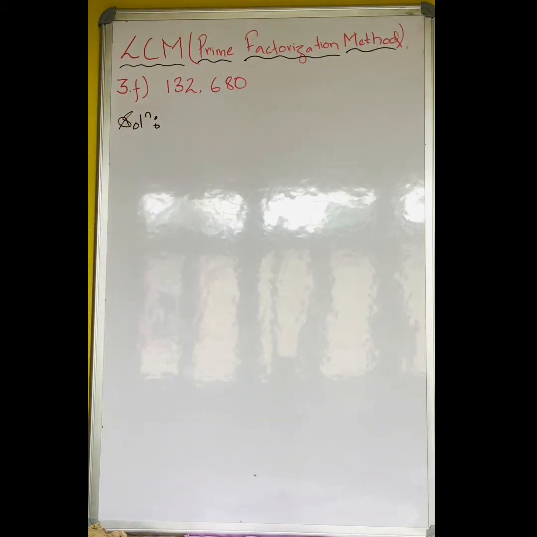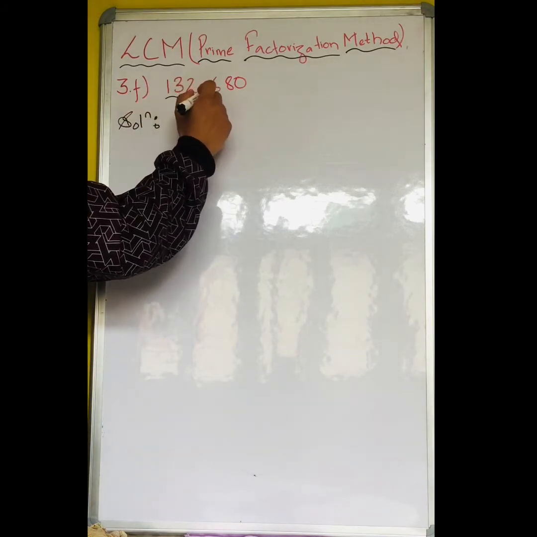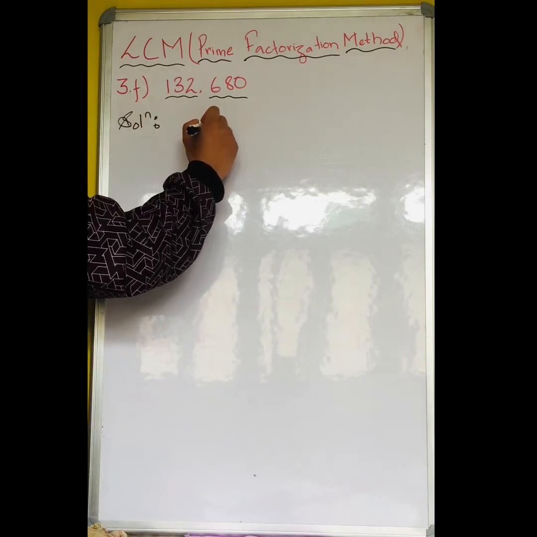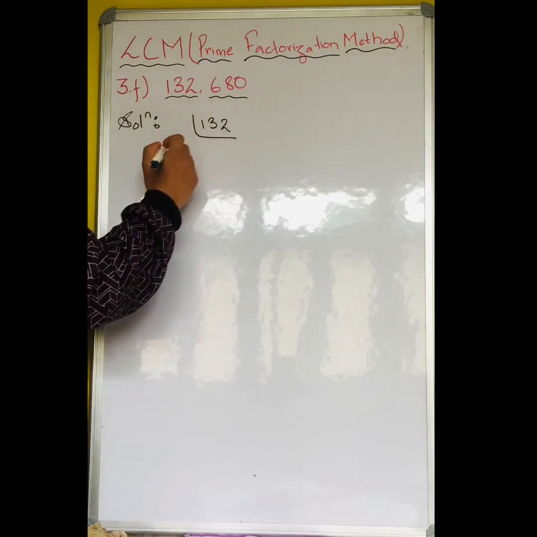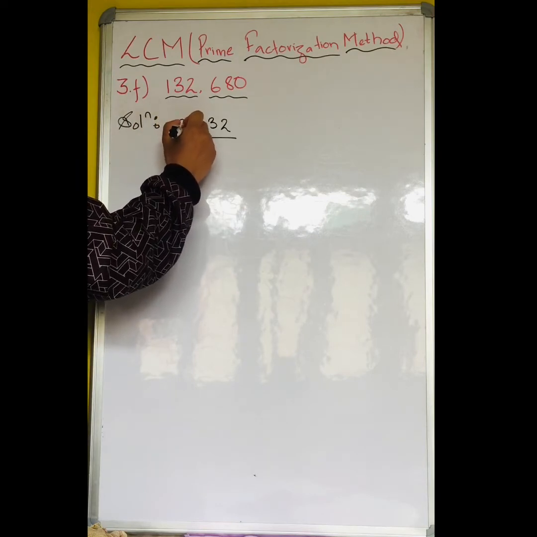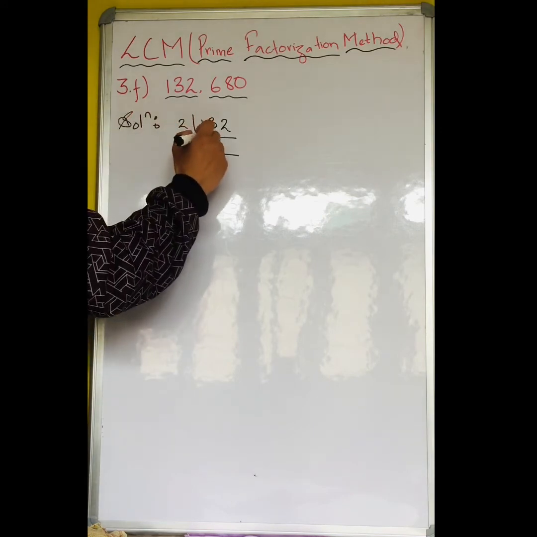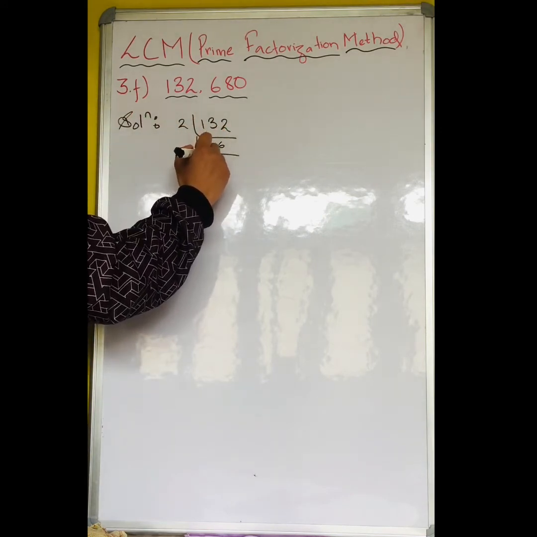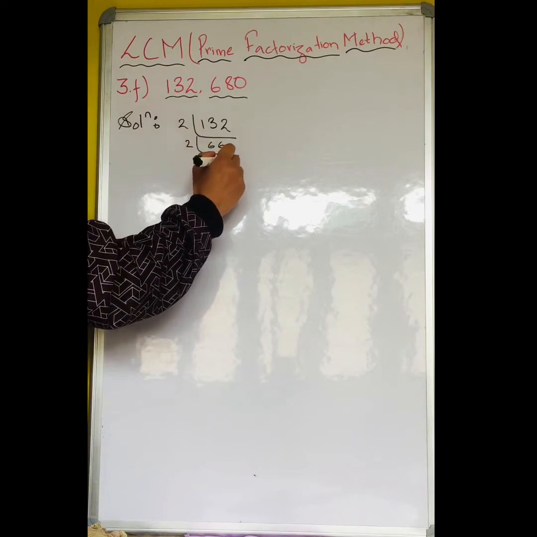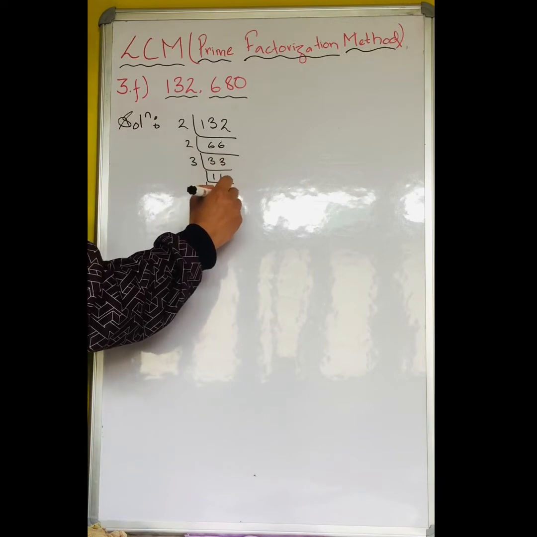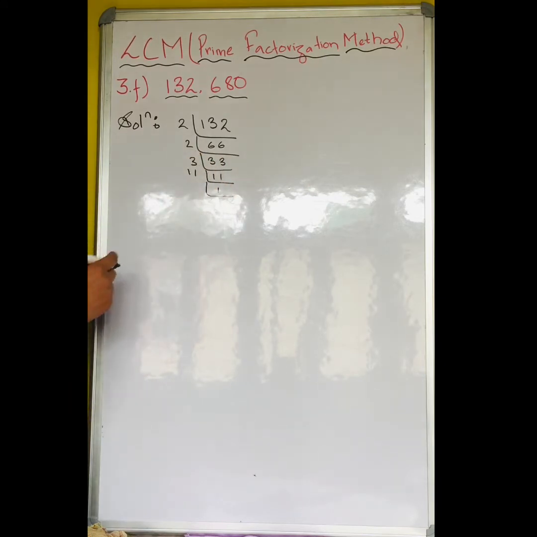First of all, we have to factorize 132. First you factorize 132 and then you factorize 680. So let us factorize 132. This can be divided by 2, so I am going to factorize it. 2 sixes are 12. Again 2 threes are 6, 3 ones are 3, and 11 ones are 11.